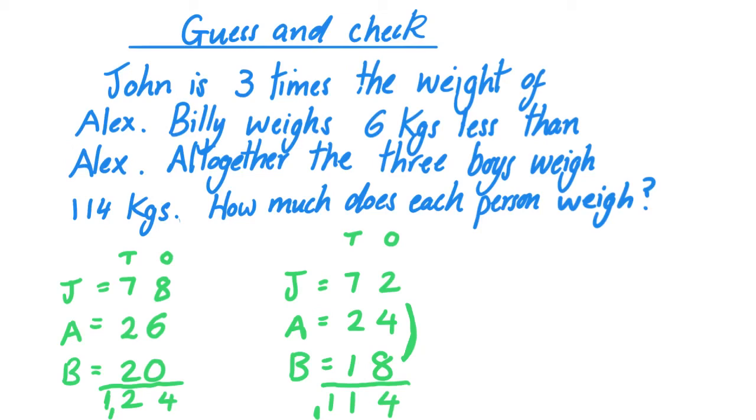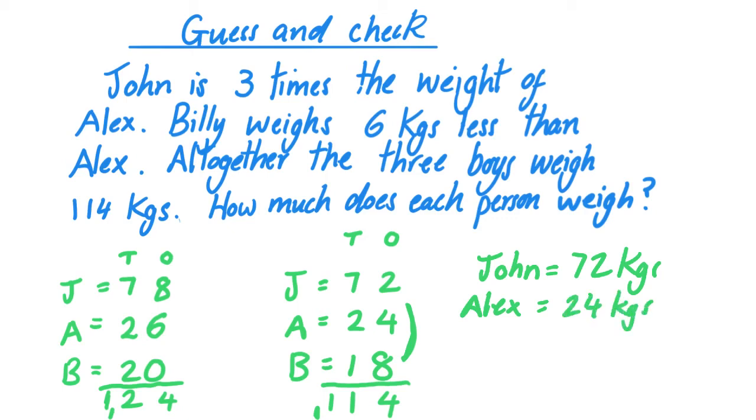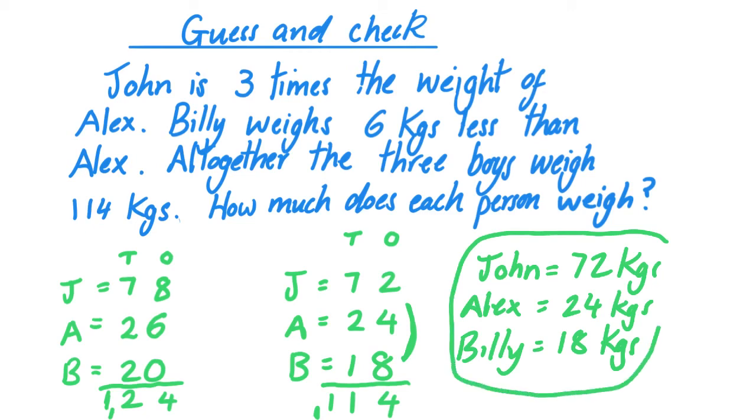So how much does each person weigh? We've got John. Always show your answer clearly. John equals 72. And what are we weighing in kilos here? The next person is Alex, and he weighs 24 kilos. And finally, we've got Billy, the last person, and he weighs 18 kilos. And we'll circle it just to make sure it's clear that that's the answer that we've come up with. And that's it.